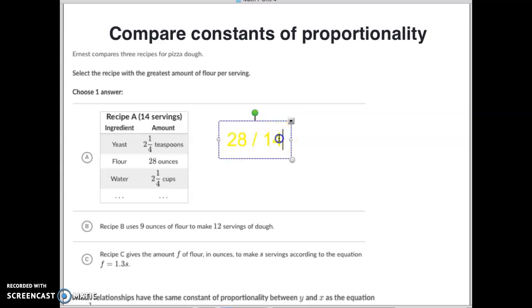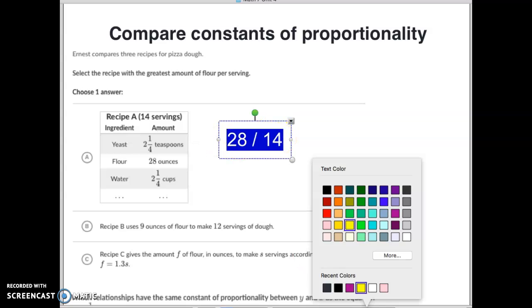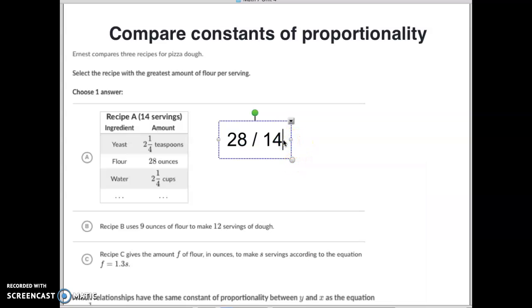Oh, isn't that a wonderful color? I was doing this on my Vikings day, the day I was all excited that the Vikes beat Chicago. So that's why we got that going on there. 28 divided by 14 equals 2. So this one has 2 ounces of flour per serving.